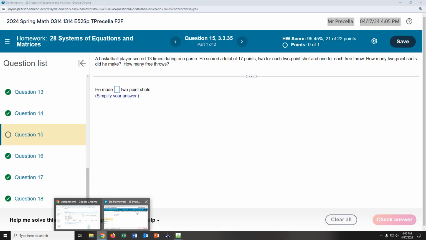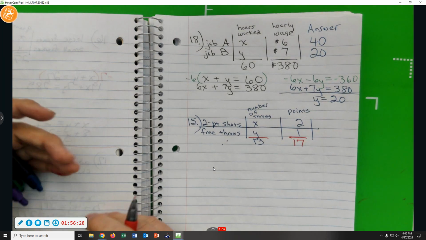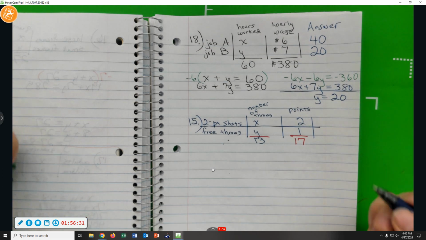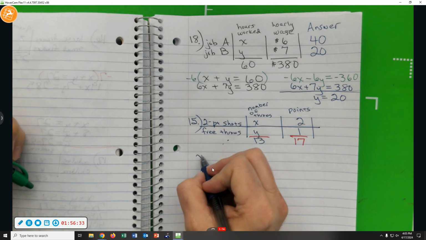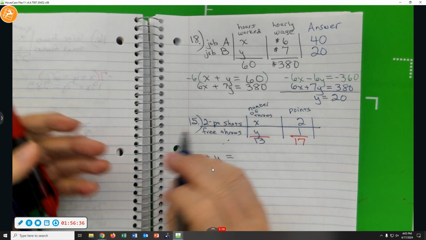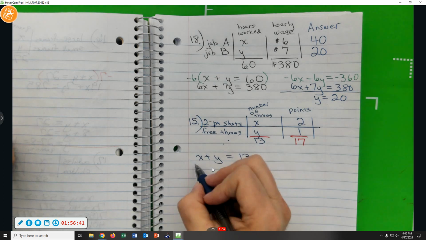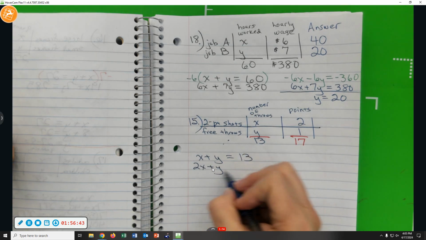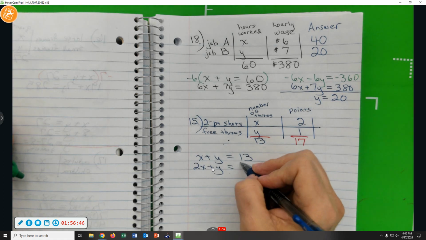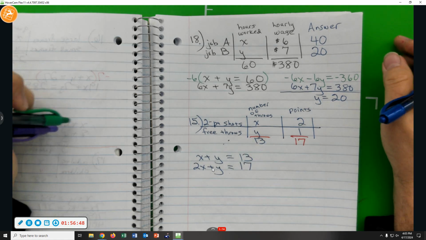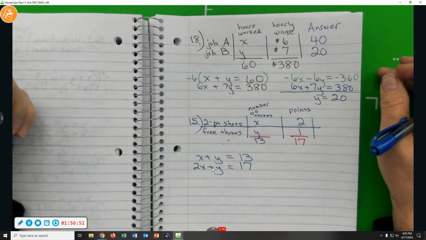Now the number of points. If we total up all the points, they gave us a point total. How many points did this player score? 17. Give me the two equations. X plus Y equals 13. So see, it still sets up the same way as the others. 2X plus Y equals 17. Should we use Cramer's rule just to remind you of it?